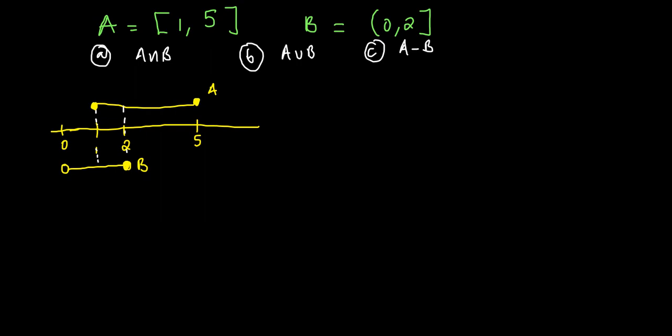So the intersection of these two sets is this region that I've shaded. Therefore, A intersection B is equal to, you can see the smallest number is here and that's a 1. The biggest number is this one and that is a 2. So the next thing we need to do is decide what kind of brackets we are going to use.